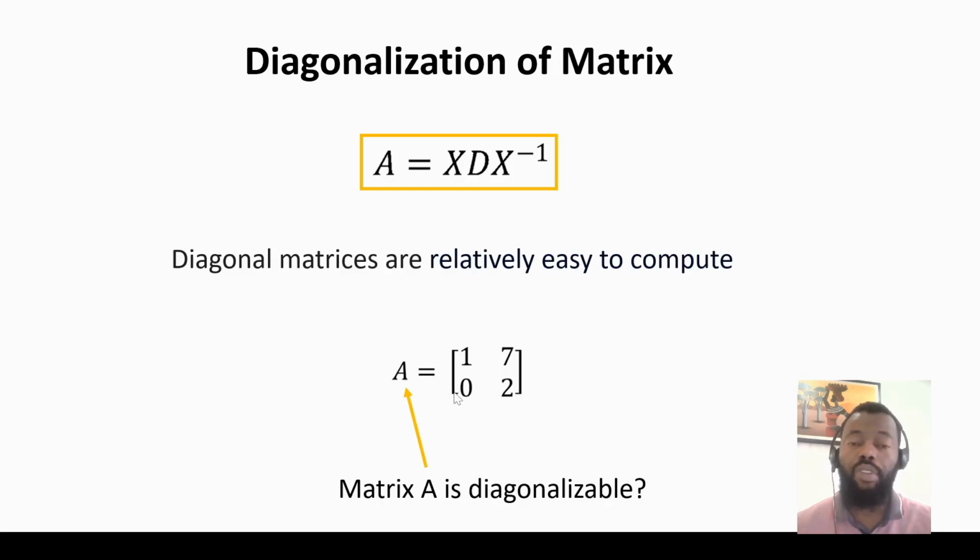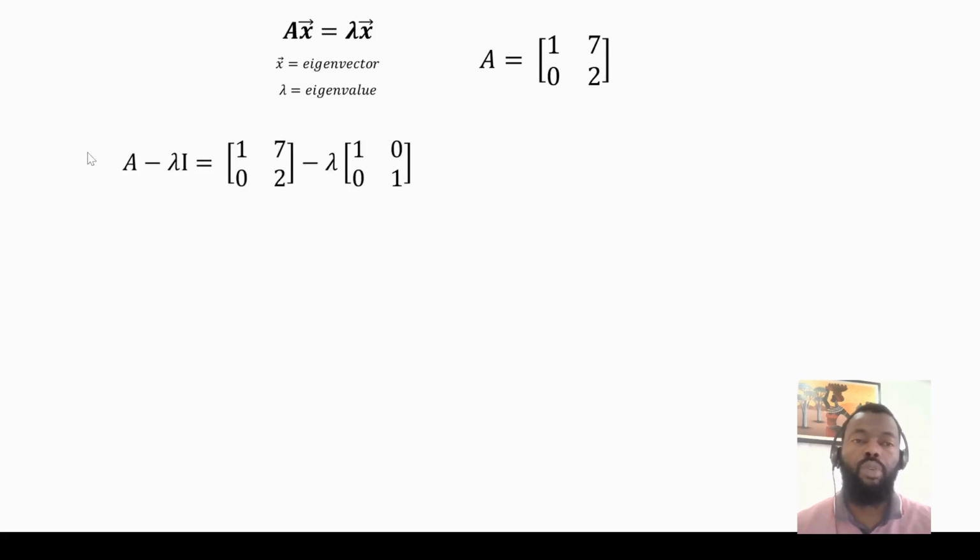Let's take this matrix and see if it's diagonalizable. So first we have to find eigenvalues and eigenvectors. We have this matrix, and to find the eigenvalues we need to use the formula. So matrix A minus lambda times the identity matrix, and we end up having lambda in the main diagonal and 0 in other entries. So now we subtract the result of this operation.